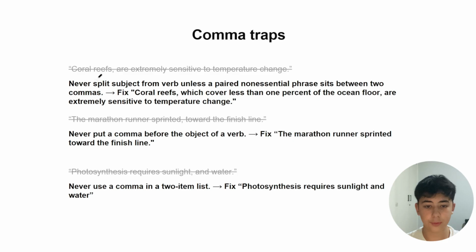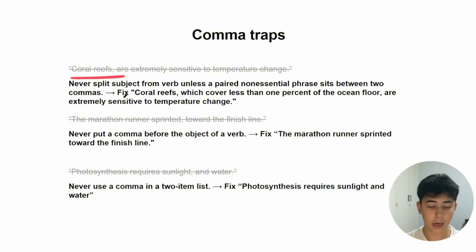So number one, that's going to be splitting a subject from its verb. For example, coral reefs, are extremely sensitive to temperature change. That is wrong because there's really no reason for a comma to just be there. It's sitting between the subject and the verb doing nothing. The only time you'd see a subject being split from its verb is when you're using a non essential phrase that would be boxed in between two commas, like you've seen earlier.